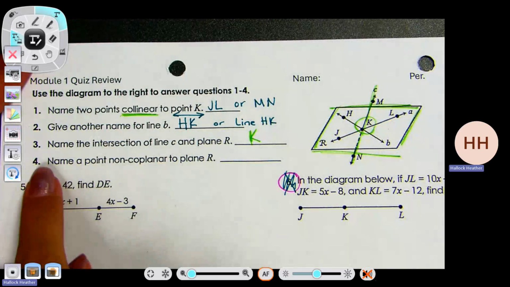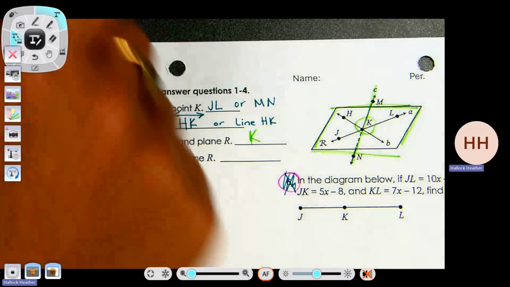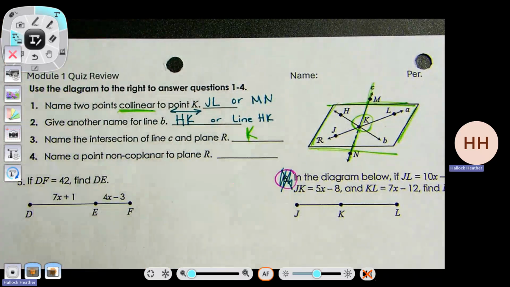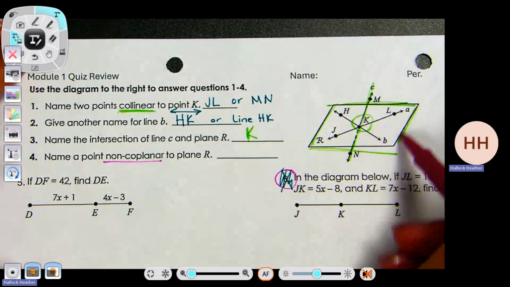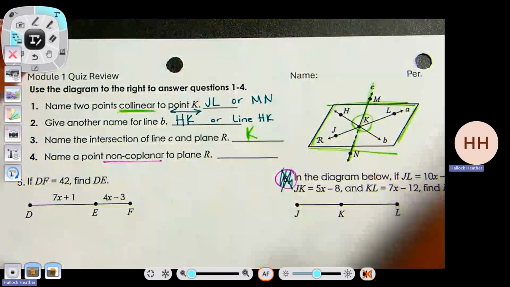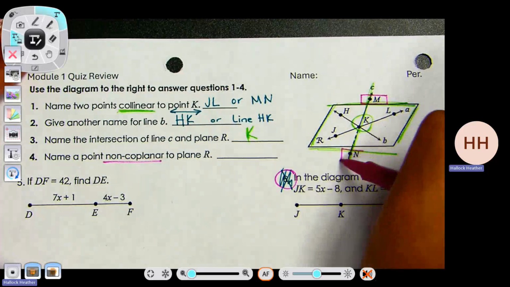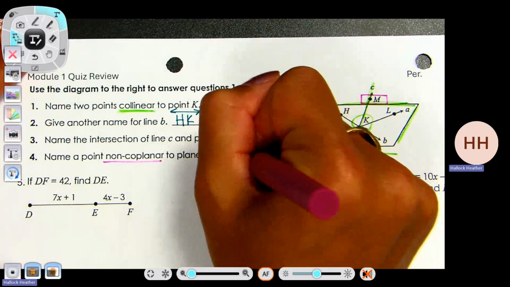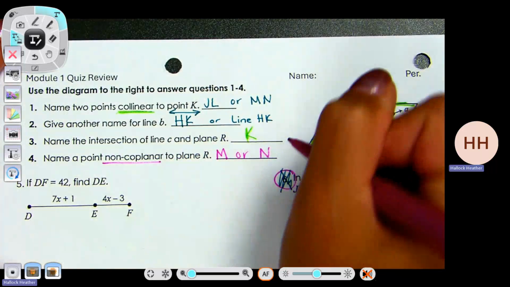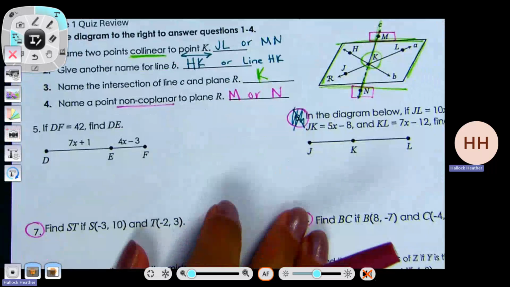And then 4 says, name a point non-coplanar to plane R. Non-coplanar means something not on the same plane. Plane R is the parallelogram. So you need something off of the plane. The only 2 options are M and N. C is not a point, C is a line. So you could say M or N. Once again, that is why those are going to be multiple choice, because there's too many ways to write it. So just so you know, on the quiz tomorrow, it's multiple choice.